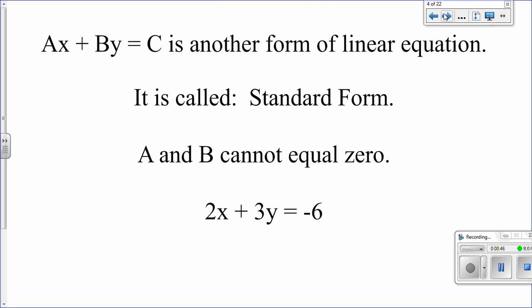ax plus by equals c is another form of linear equation. It is also called your standard form. a and b cannot equal 0. And here's an example: 2x plus 3y equals negative 6.